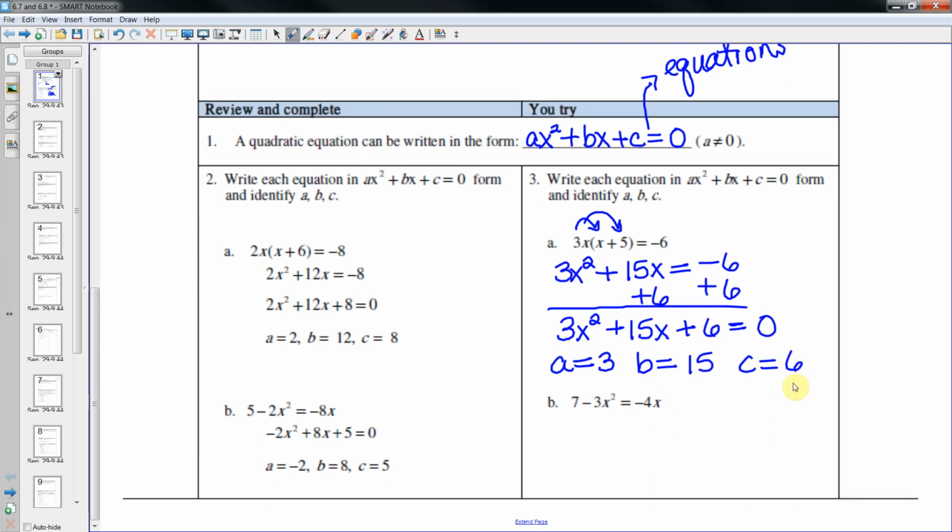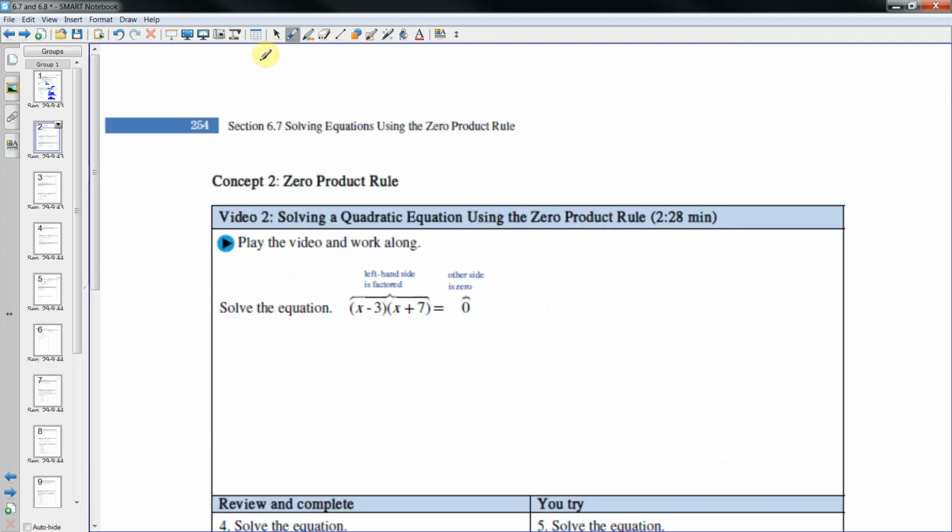Okay, this next one, you notice not all the terms are on the side of the equal sign, so I'm going to bring the negative 4x over, so I'm going to add 4x to both sides, and then I'm going to write it in descending order. So the negative 3x squared is going to come first. I'm going to have a plus 4x, and I'm going to have a plus 7 equals 0. So we're writing these equations as quadratic equations, so we set them equal to 0. In this one, a is negative 3, b is 4, and c is 7. And you can't really tell the a, b, and c, unless you put them all on the same side of the equal sign.